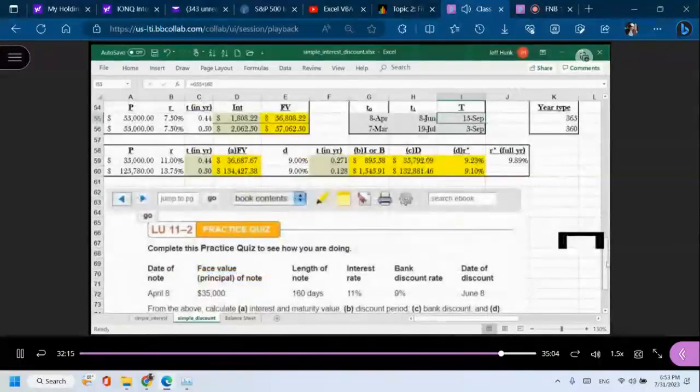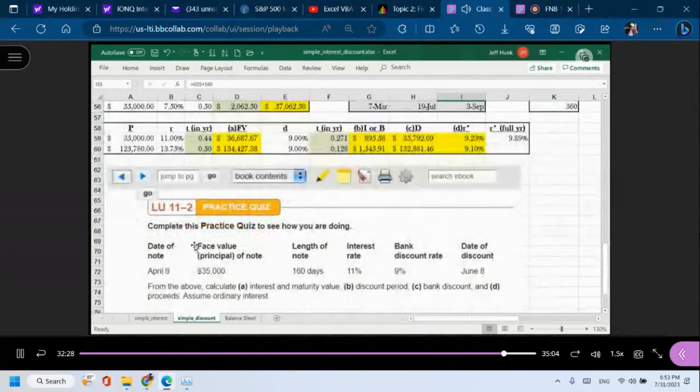The only thing different is there's an interest rate and a bank discount rate. So this is one problem with 4 parts, and that's why I answered it exactly like that. Maturity value: I didn't have to put interest separately because this together with this interest is obvious. But if I didn't want to add another column for interest, there's the discount rate and discount period. I found the discount period.